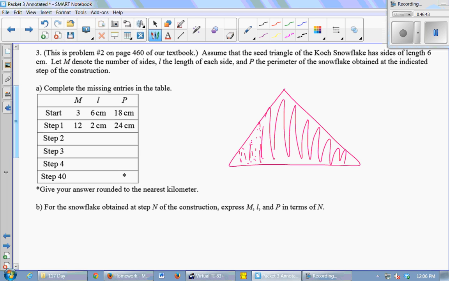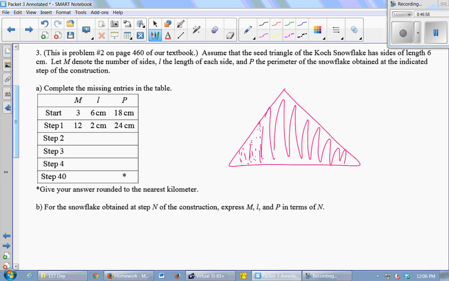So at the start, I just drew the seed, right? How many sides does it have? 3. So that's where the 3 comes from. The length of each side, they told me in the problem, was 6. And then my perimeter would be 3 times 6, 18.